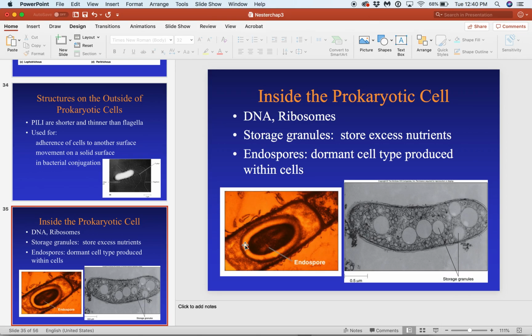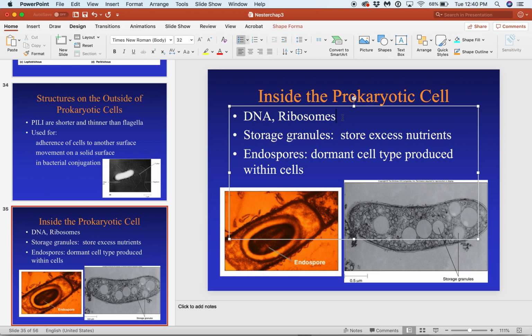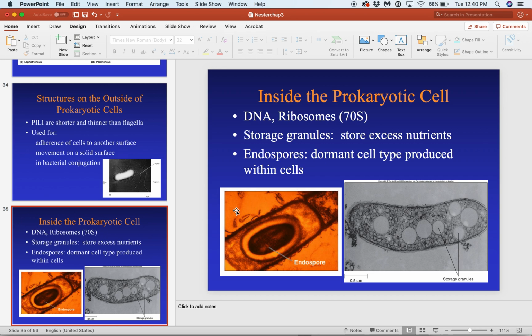Here we go. Otherwise, inside a prokaryotic cell, they have DNA. They have ribosomes that are 70S ribosomes. I'm going to add that right there. You got a couple of storage granules, a little picture here for you, and I promised last week I'd show you a stain of an endospore. Here you go. Just please, for right now, know that endospores are a dormant cell type, and they are heat resistant. The only way to destroy cells that have formed endospores is to use high pressure and much higher temperature.